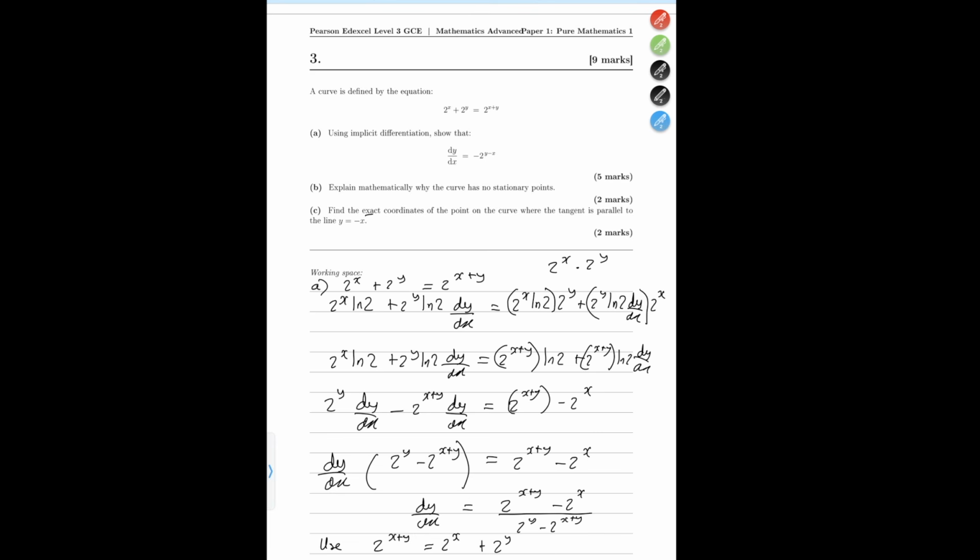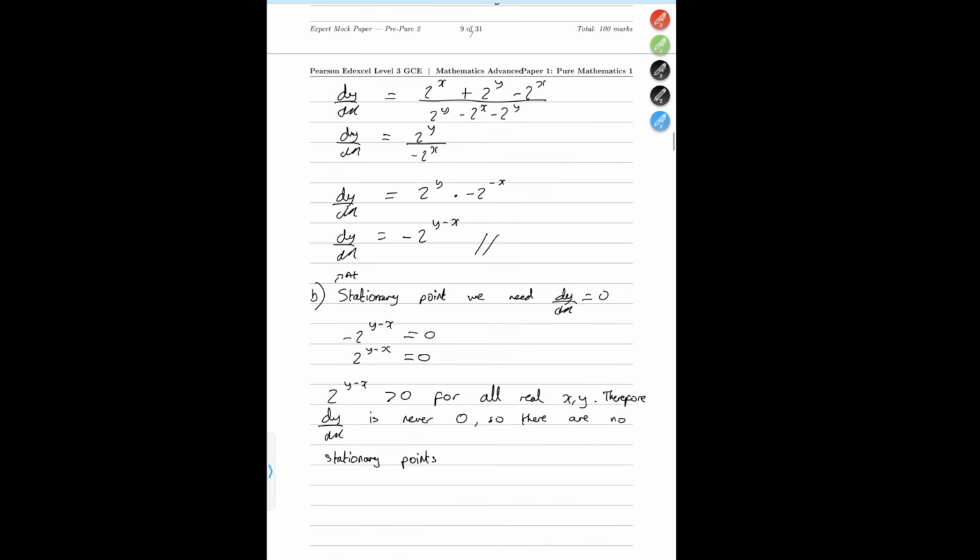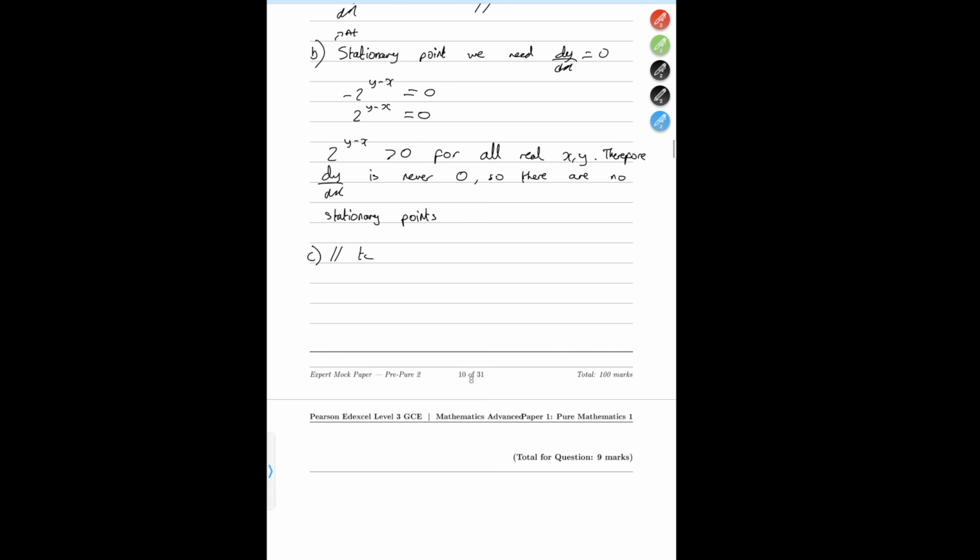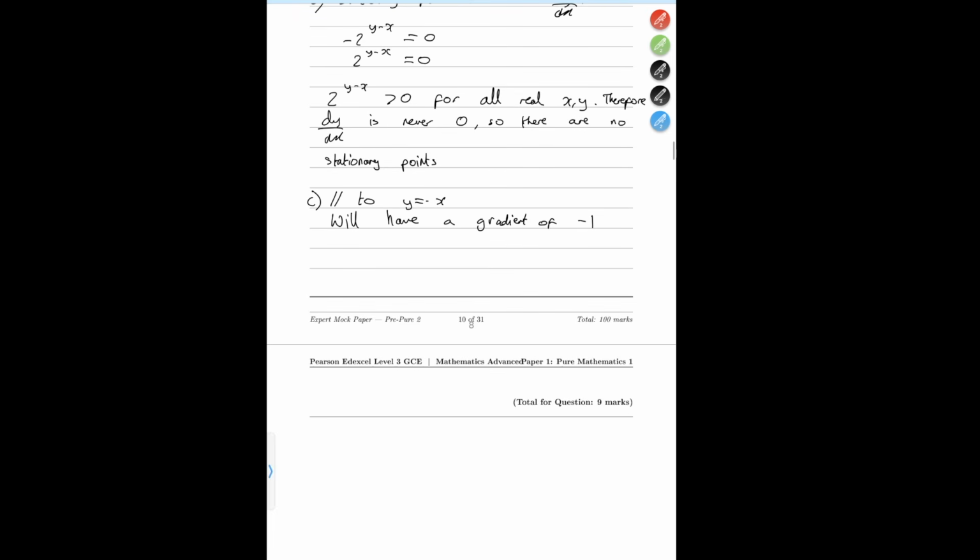So finding the exact coordinates of the points where the tangent is parallel to the line y equals minus x. So if it's parallel to y equals minus x, we can say that it will have a gradient of minus 1, because y equals minus x has a gradient of minus 1. Okay, so we can say then, therefore, we want minus 2 to the y minus x to be equal to minus 1. So we'll divide by minus 1 to get 2 to the y minus x equals 1.